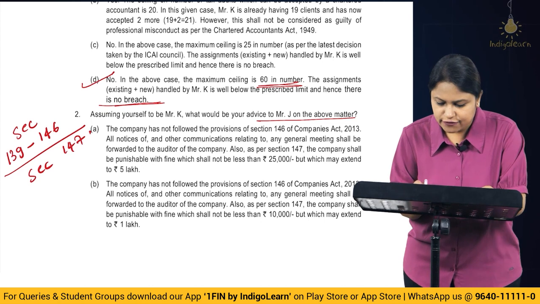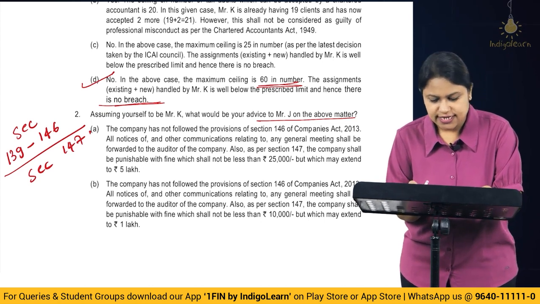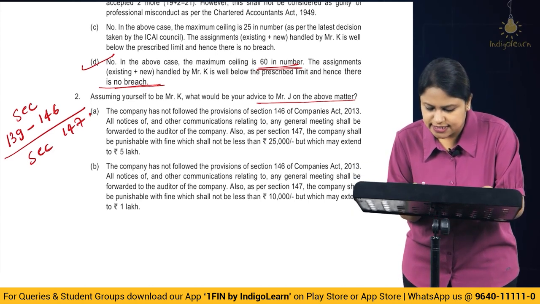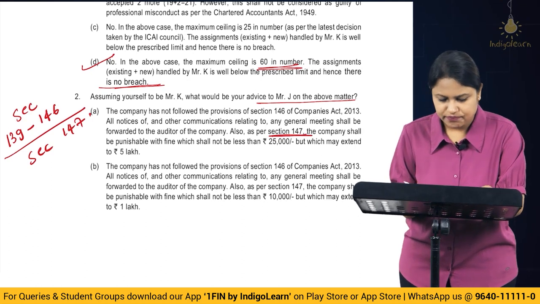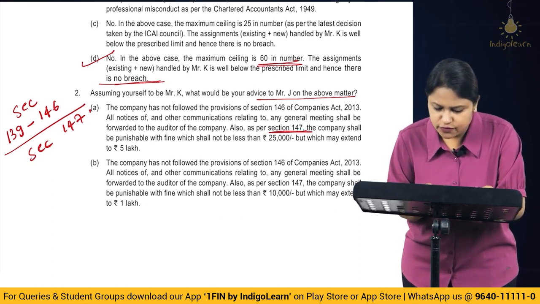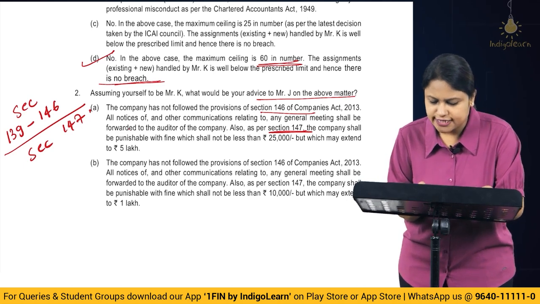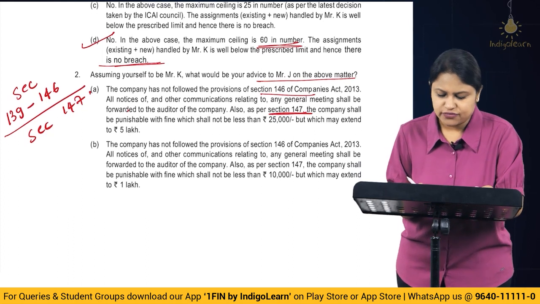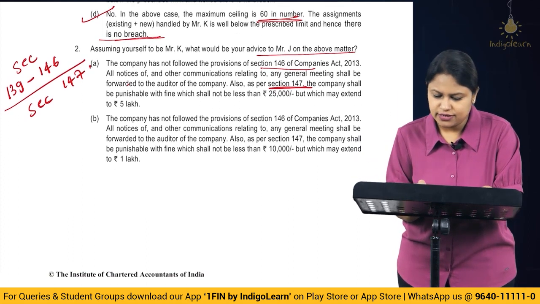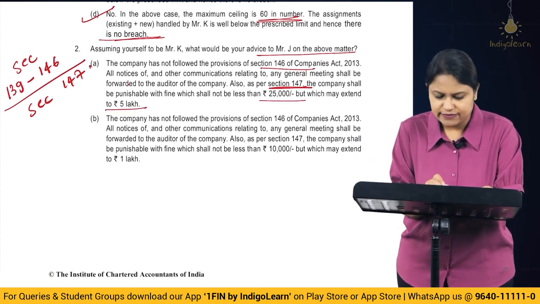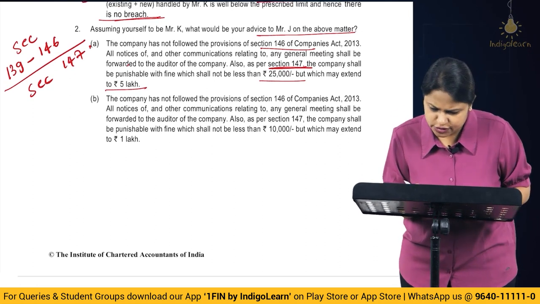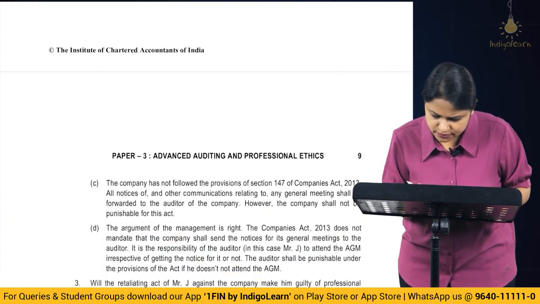Correct? And here very clearly not sending a notice is a breach of the sections, and basically you will be punished under section 147. Alright? The company has not followed the provision of section 146, correct? All notice and other communication relating to any general meeting shall be forwarded to the auditor of the company. Also, as per section 147, the company shall be punishable with a fine of 25,000 which may extend to 5 lakh. The answer is A. I think you don't even have to see the other one.